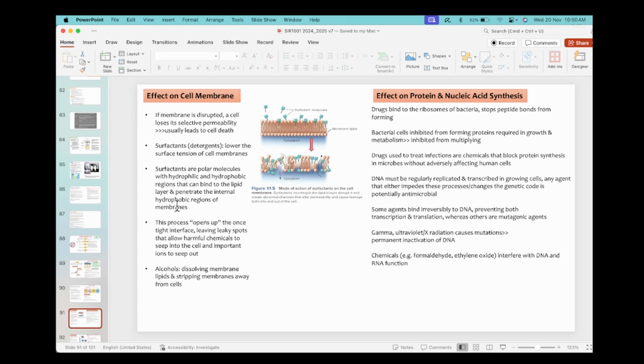Other than that, antimicrobial agents can also affect protein and nucleic acid synthesis. Tetracycline and chloramphenicol work on this. Chloramphenicol binds to the ribosome of bacteria and then prevents protein synthesis, interrupts protein synthesis. Other than antibiotics, chemicals such as formaldehyde and ethylene oxide also interfere with DNA and RNA function.